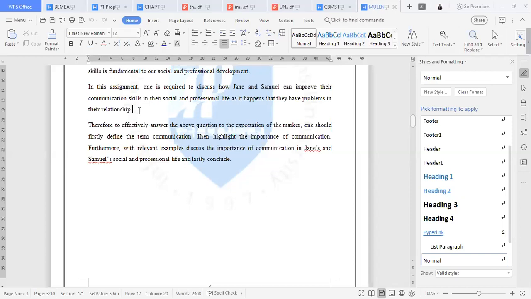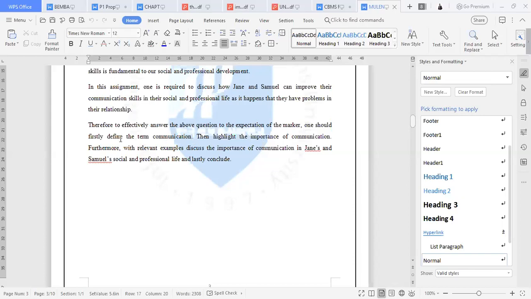that you have stated. Firstly, you give a brief background about the question or communication. The second paragraph, you state the question. The third paragraph, you say, therefore, to effectively answer the above question to the expectation of the marker, one should firstly define the term communication, just like you have stated in your table of contents. You need to follow it the way it is, okay?